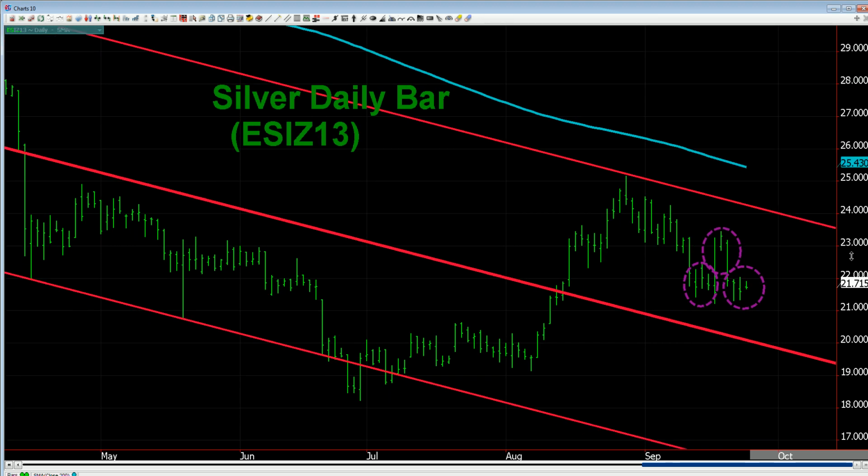Traders, this is your silver chart. The silver market, a head and shoulders, a bearish head and shoulders on the daily bar. But before we go forward, let me show you a little more about this daily bar.